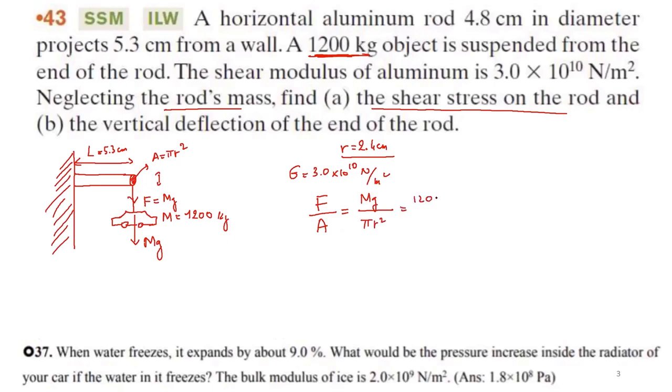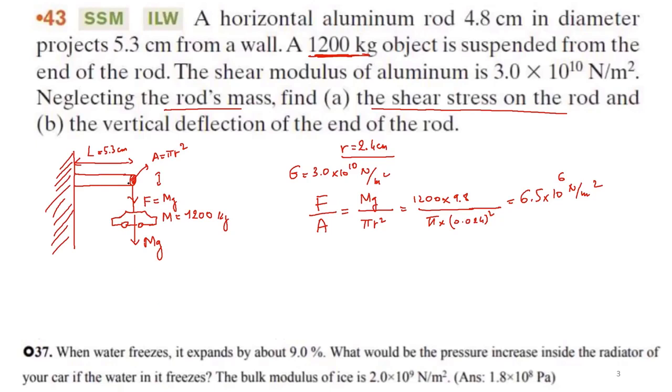So I will have 1,200 multiplied by 9.8 divided by pi r squared. Of course, I have to put r in meters, 0.024 squared. Okay, so this is my shear stress. If you do it, I believe you will get 6.5. How much do you get? 10 to the power 6 Newton per meter squared.